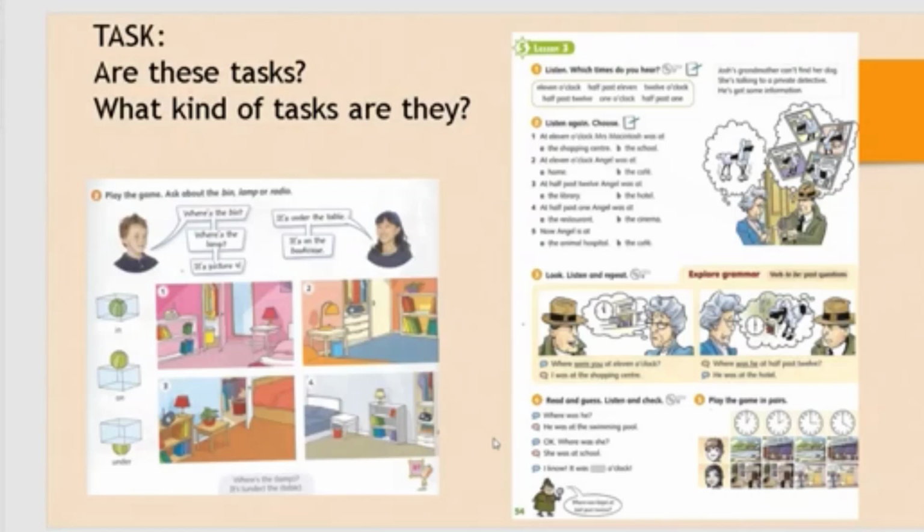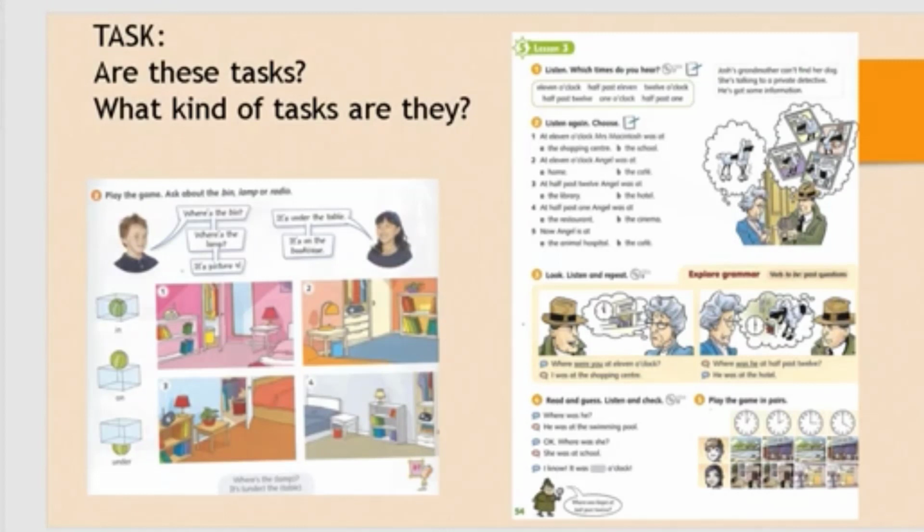Let us now turn to the other page and let's analyze lesson 3. The lesson starts with a listen activity, that is, listen. Which times do you hear? So students have to listen to an audio, they have to listen to a tape and tick the times that they can hear. So, in this particular case, once again, this is a focused task, because students will be focusing on a specific linguistic item, which is times. And it is an input providing task, because students have to listen and tick.